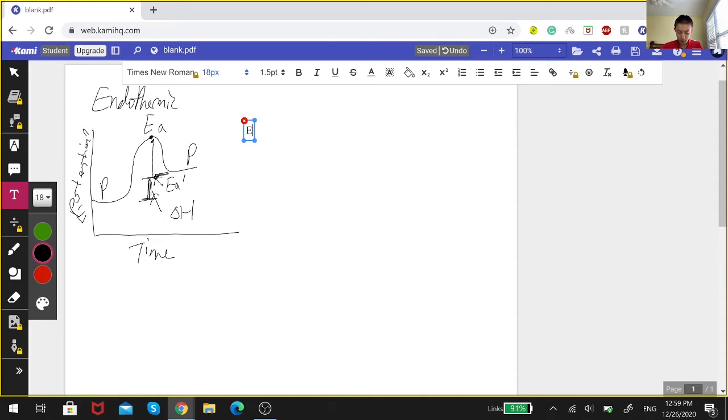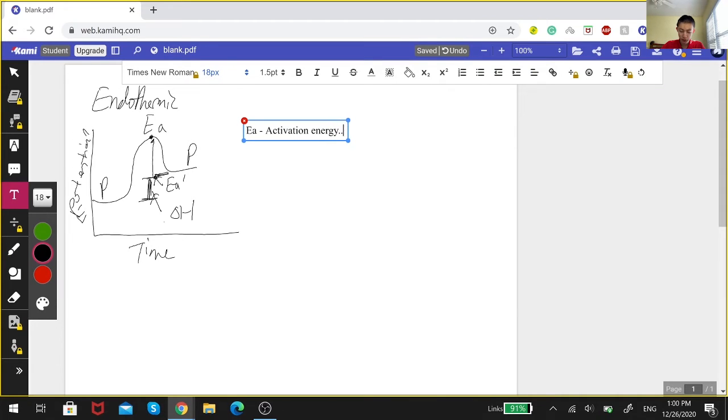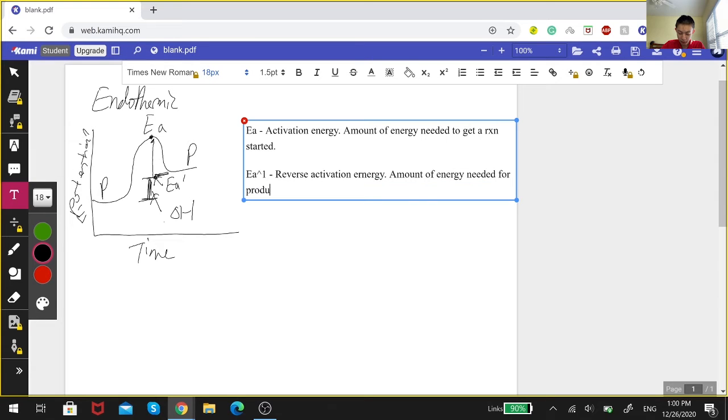Now, in an endothermic graph, EA stands for activation energy, which is the amount of energy needed to get a reaction started. Now, our EA prime is the reverse activation, and that is the amount of energy needed for products to become reactants again.